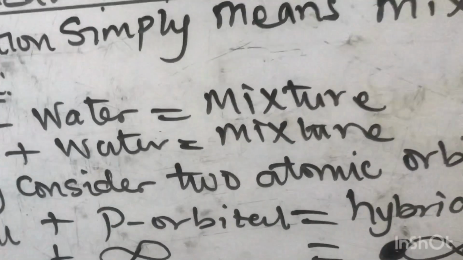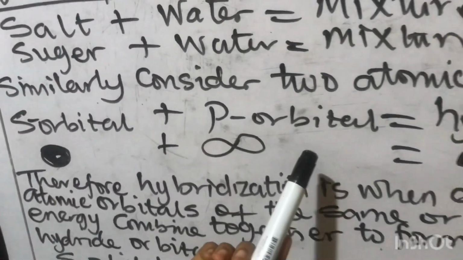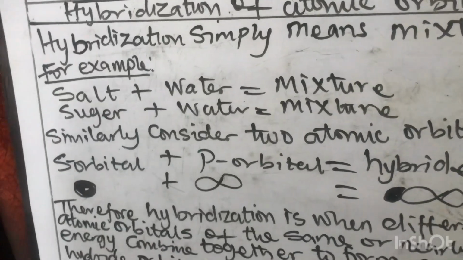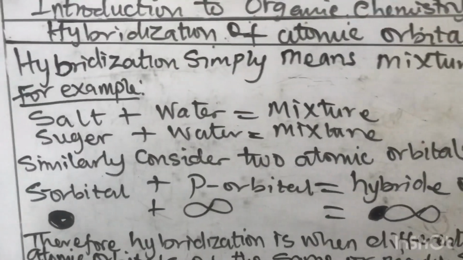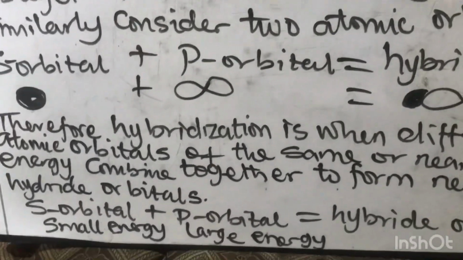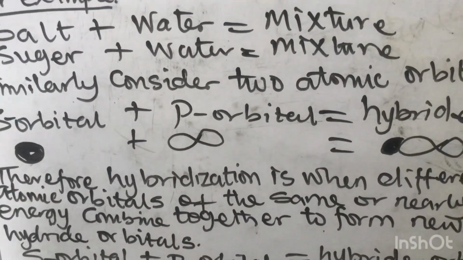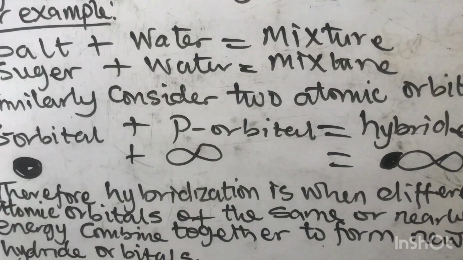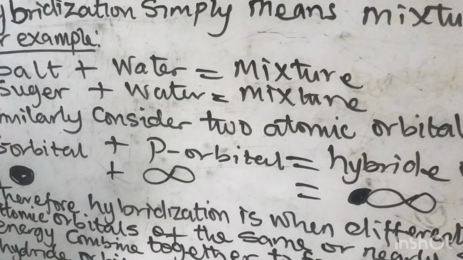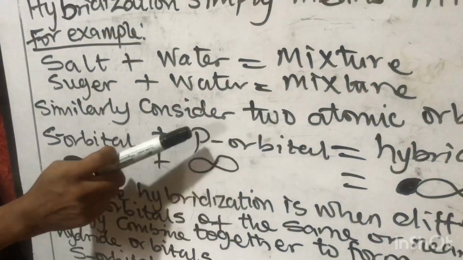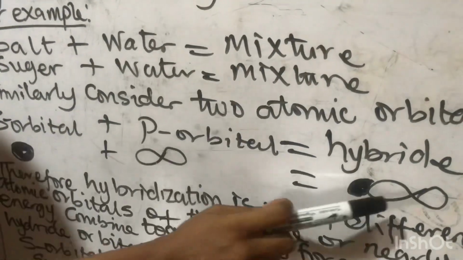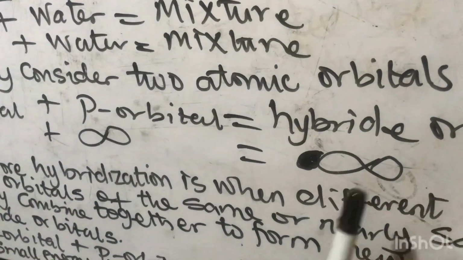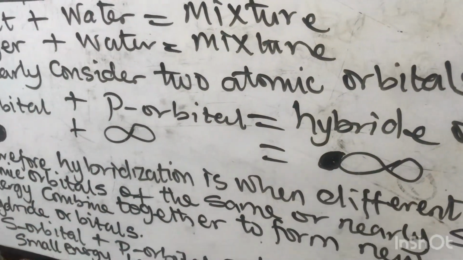We have the s orbital mixing with what? The p orbital, forming a hybridized orbital. So similarly, we consider two atomic orbitals, which are the s orbitals and the p orbitals, and when you mix two types of orbitals together, the new orbital formed is called a hybrid orbital. The shape of the s orbital is what? Spherical, while the shape of the p orbital is dumbbell. We mix them together to form a shape which is called the hybrid orbital, the mixture of dumbbell and what? Spherical shape.